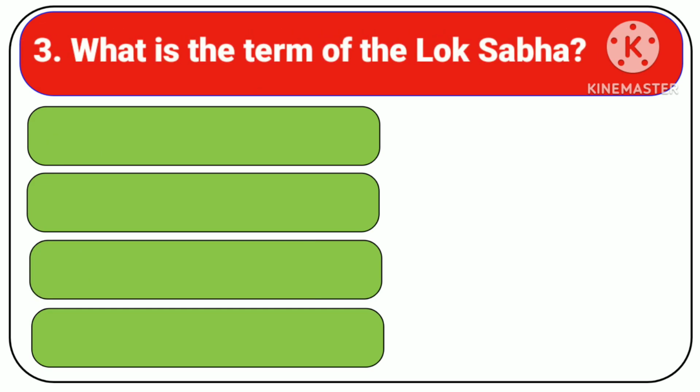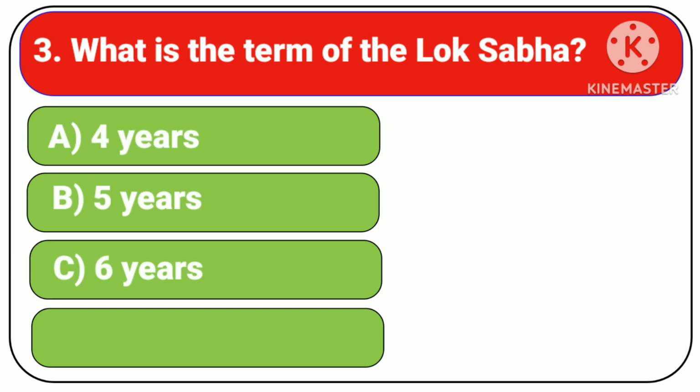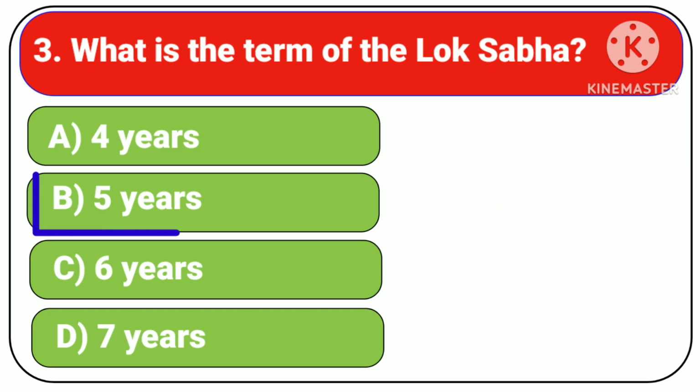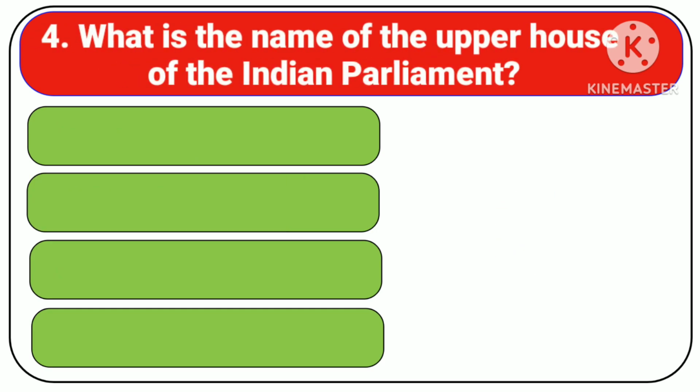What is the term of the Lok Sabha? Options: A. 4-year, B. 5-year, C. 6-year, D. 7-year. Correct answer is 5-year. What is the name of the upper house of the Indian Parliament?